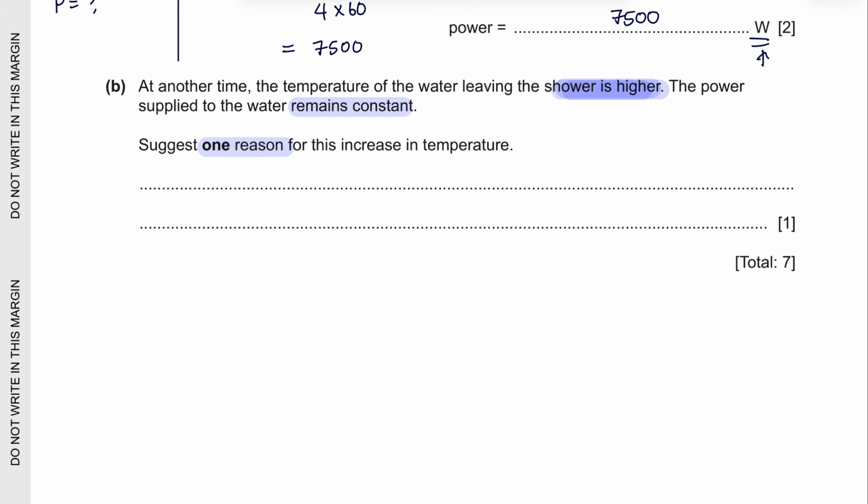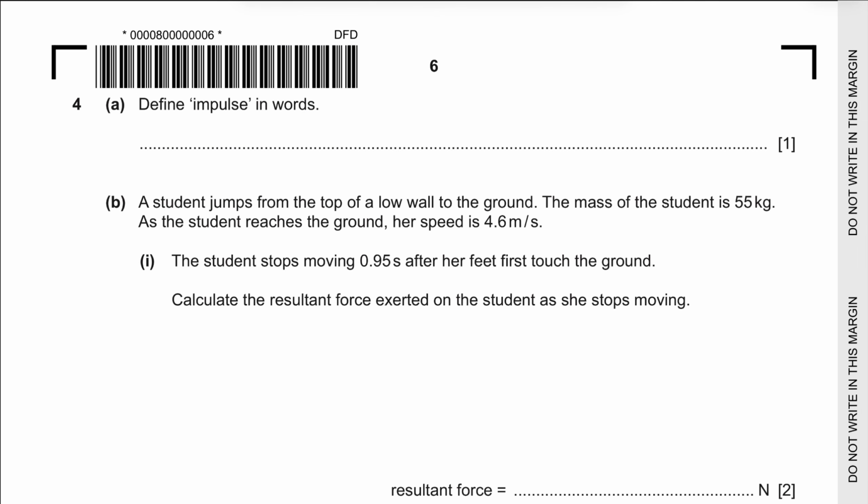But it says here that the power supplied remains constant. So this doesn't mean that we have supplied more energy. It could be that the volume of water decreased, therefore the same amount of energy has now given you a higher change of temperature. Next, question 4a, define impulse in words.